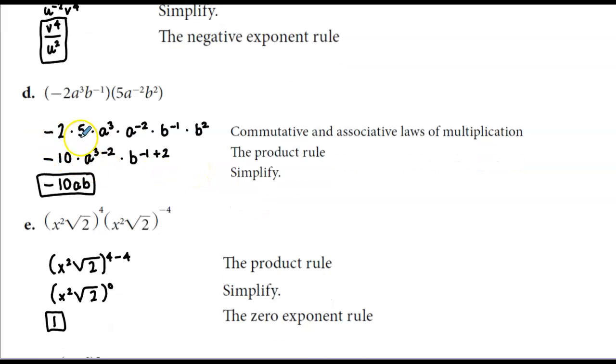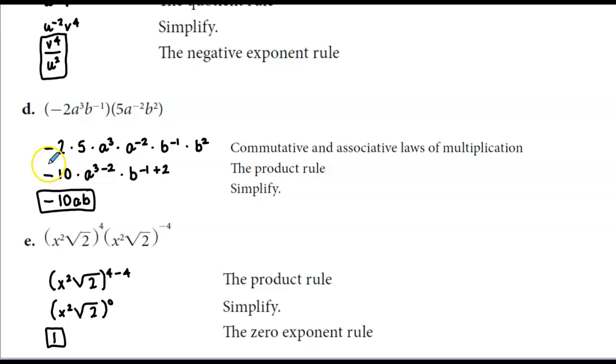So we have negative 2 times 5, which is negative 10, times multiplying the same base, we're going to add our exponents, so we have 3 minus 2. And again, multiplying the same base, we have b to the power of negative 1 plus 2. So we end up with negative 10. 3 minus 2 is 1, so we have an exponent of 1, which is just a. And then negative 1 plus 2 is also 1, so we have b. So the answer is negative 10ab.